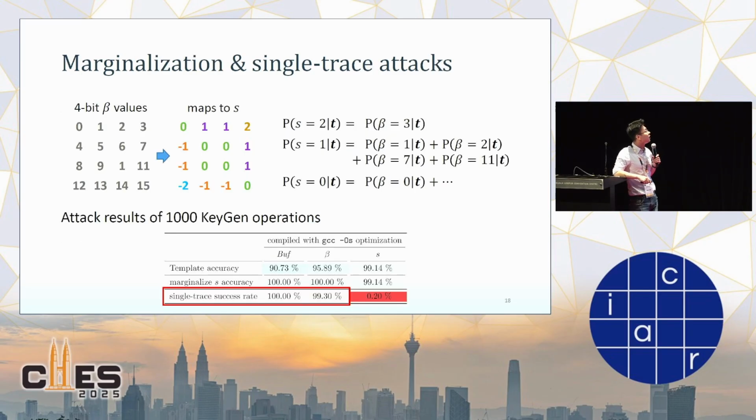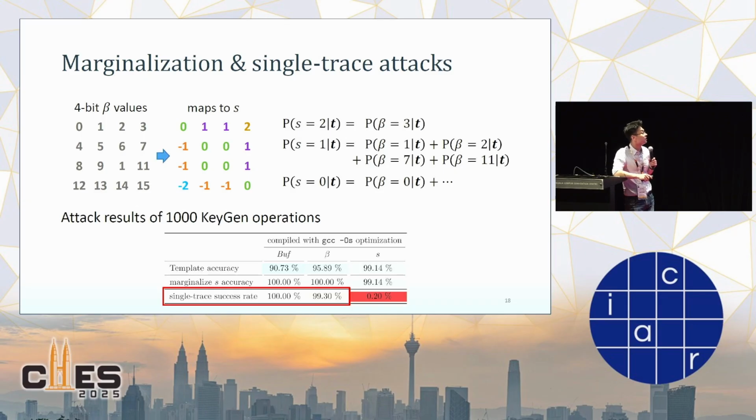So back to how we turn the template result of buff into S. A 4-bit beta has 16 possible values, and these values can be mapped to the 5 possible values of S. After a template attack, we get a probability for each of these 16 possible values, and if we want to obtain the probability of S given the trace, we simply sum up the template attack results of beta equals 1, 2, 7, and 11, which is this 4, 1 here. Through that, we can turn the probability of beta into the probability of S.